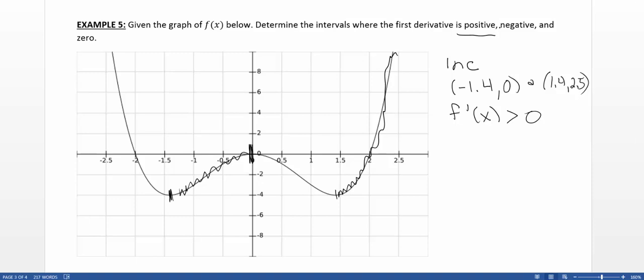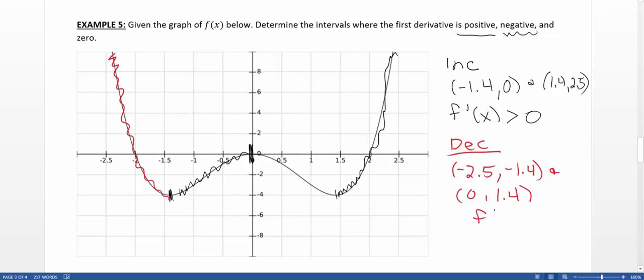Now let's talk about where the first derivative is going to be negative. So again, the first derivative is going to be negative where the original function is decreasing. So here we can see that we're decreasing from roughly negative 2.5 until negative 1.4. So all right here. And again from 0 to 1.4.